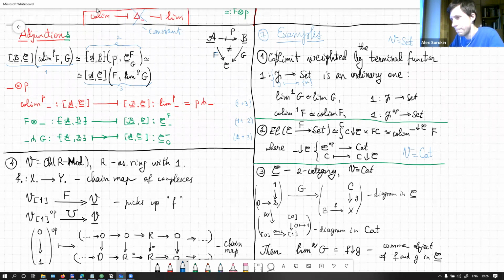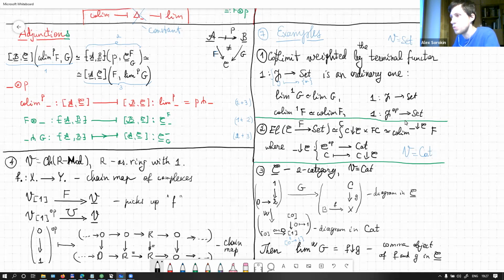And if our weight will be the embedding of 0 and 1 inside the interval, so here is the interval category from 0 to 1, a category with just 2 objects, and 0 is a category with just 1 object. So, pardon, here should be from 0 to 0. It's the embedding 0 to 0. Here is the embedding 0 to 1. So the embedding in the bottom and the embedding in the top. And if we take such a weight, then we will obtain the comma object of F and G in category C.